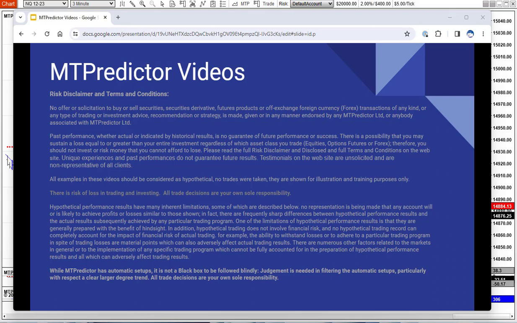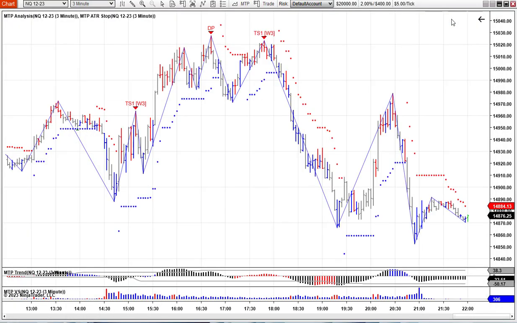But first, let's look at the risk disclaimer and remind you that all examples of these videos should be considered as hypothetical. No trades are actually taken, they're just shown for illustration and training purposes only. Remind you there's a risk of loss in trading and investing. Put another way, all professional traders know and understand that losses can and will and do unfold. No matter what trading approach you take, there always will be losing trades.